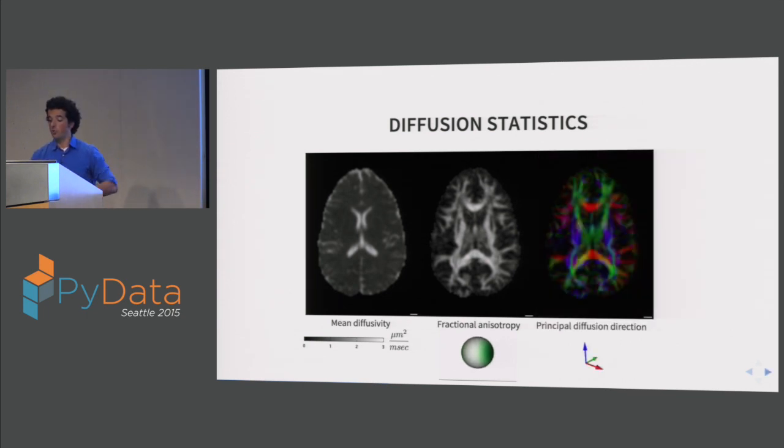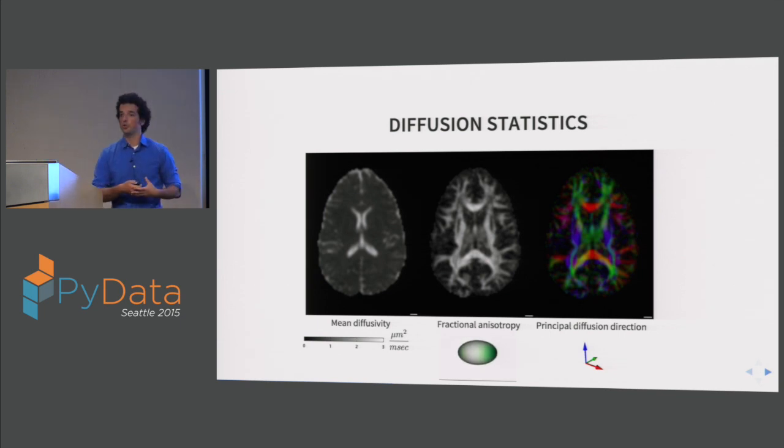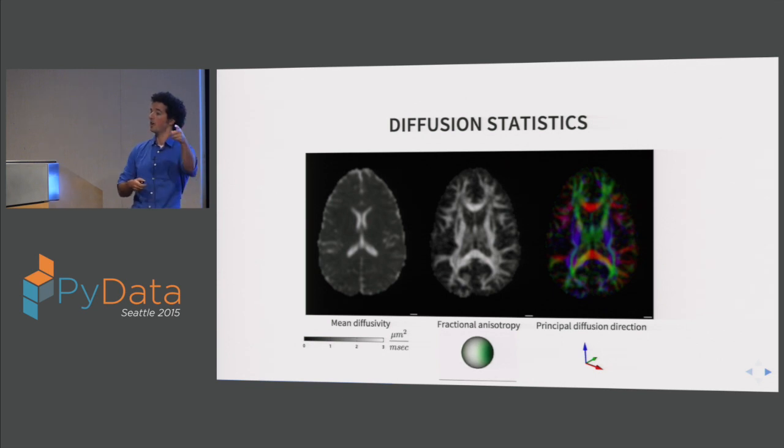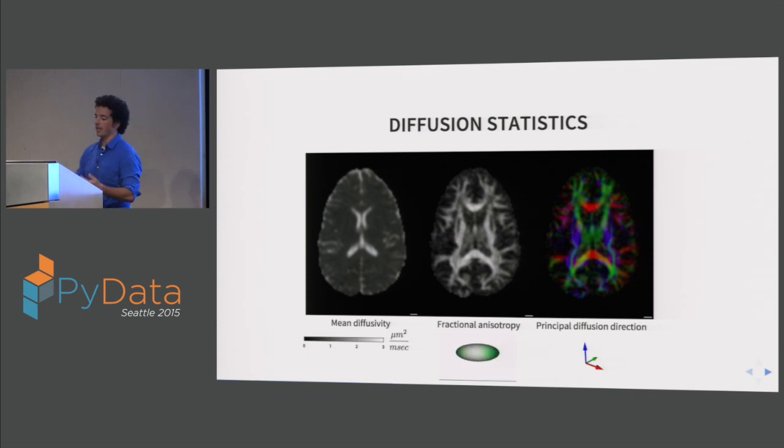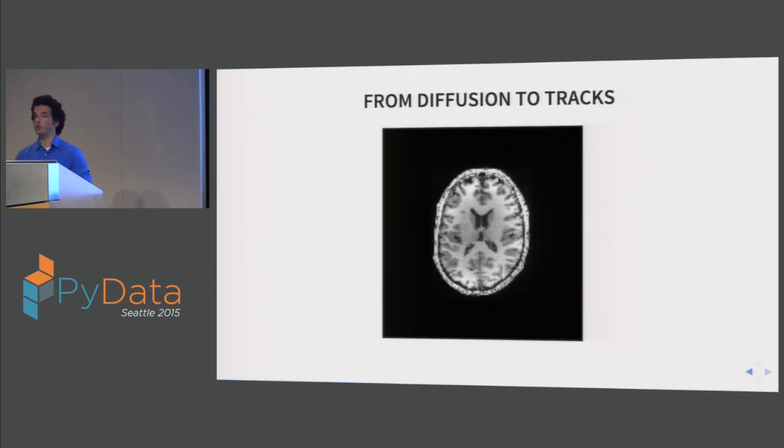Finally, we can derive from this diffusion tensor model the principal diffusion direction. Again, this corresponds roughly to the axis of the highest diffusion, the highest variance of diffusion. And we can use these directions to estimate connectivity. So that's the next step that I will show: how we estimate from the diffusion the tracks that connect different parts of the brain.